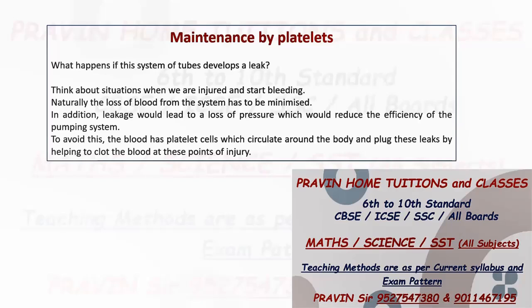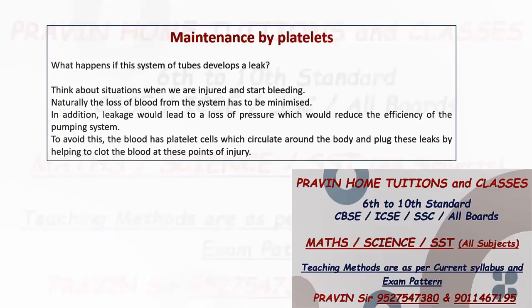Now, what if this blood circulatory system leaks? What will happen? This situation comes when there is injury to any organ. It starts bleeding. It will lose the blood from the system. It will lead to loss of pressure, which reduces the efficiency of the pumping system. So to avoid this, blood has platelet cells which circulate around the body, and these cells plug the leaks and clot the blood at the point of injury.